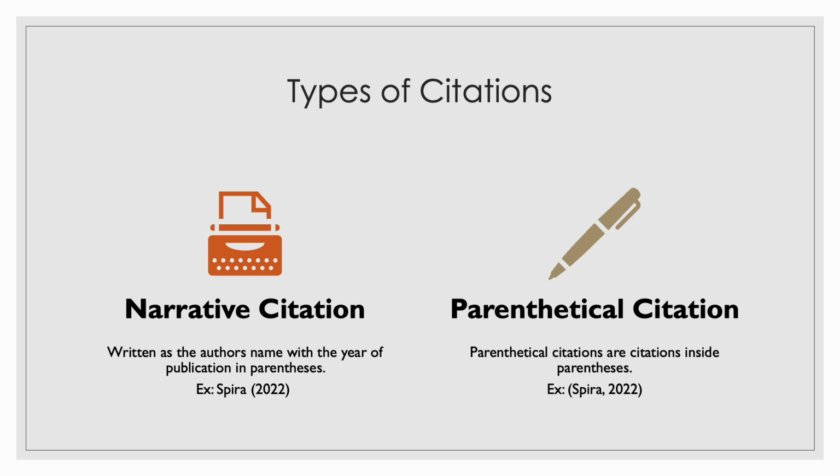For a parenthetical citation, the author is not mentioned in the text, only the information. To write a parenthetical citation, the author's last name and the publication date are written in parentheses. There is an example included on how to properly cite a parenthetical citation.